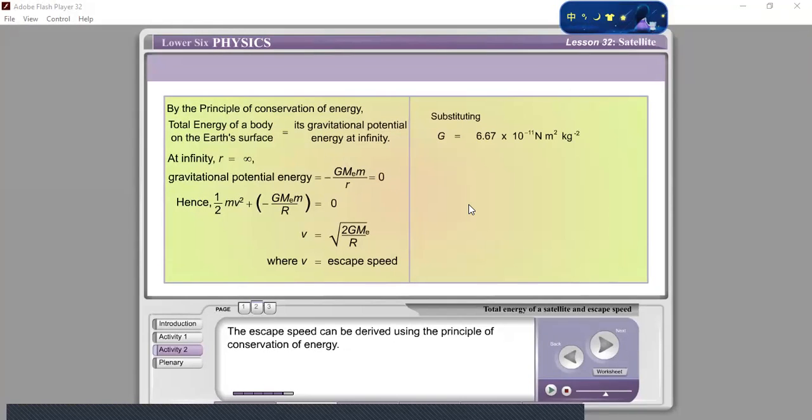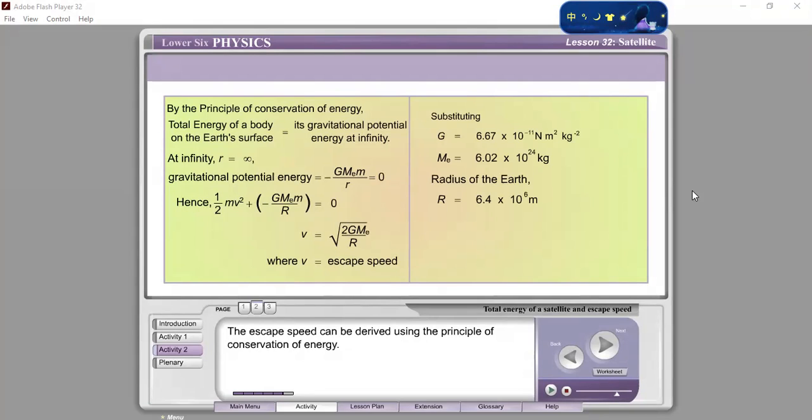Substituting G equals 6.67 times 10 to the power negative 11 newton meter squared per kilogram squared, M_E equals 6.02 times 10 to the power 24 kilograms, and the radius of the Earth R equals 6.4 times 10 to the power 6 meters, we get v equals the square root of 2 times 6.67 times 10 to the power negative 11 times 6.02 times 10 to the power 24 over 6.4 times 10 to the power 6, which equals 11.2 times 10 to the power 3 meters per second.